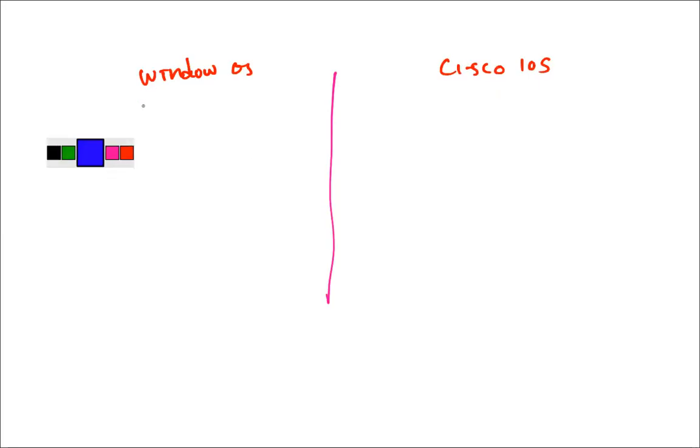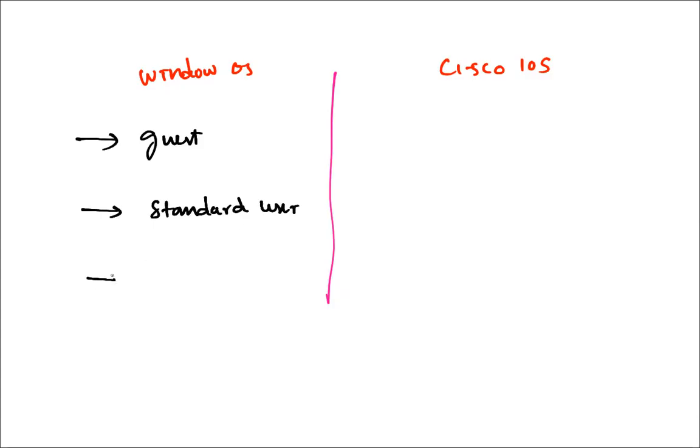Now let me take this Windows OS, and I'm just gonna have three accounts over here. Assume there is a guest account. So there is a guest account in Windows, and there is a standard user account, and then there is an account called admin. So we have three types of accounts in Windows OS.